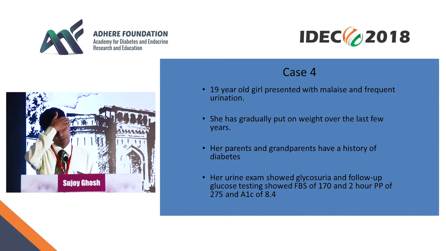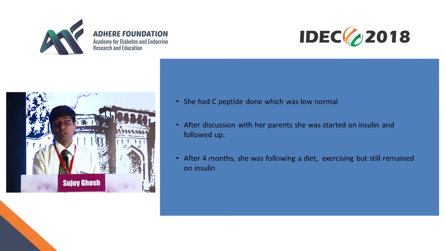The fourth is a girl presenting with malaise and frequent urination, has put on weight for the last few years, grandparents have a history of diabetes, has glycosuria, and A1C is high. C-peptide is low normal. After a discussion with the parents, the doctor started the girl on insulin. After 4 months, remains on insulin. But what's important is, this individual does not have very low C-peptide, it's low normalish.